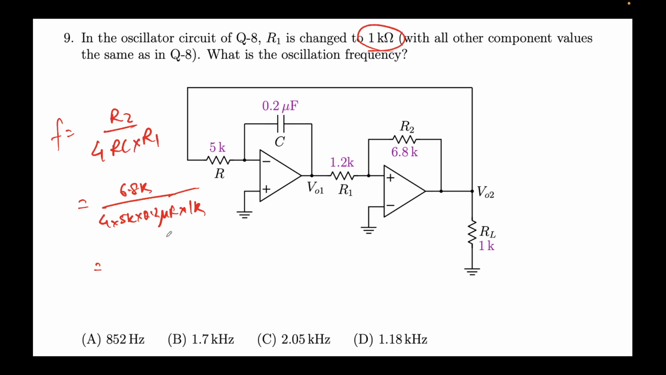So if I try to solve this, it was like this, and now we have replaced 1.2k with 1k. So this is turning out to be around 1.71. So this value is coming out to be 1.71 kilohertz, which is option B.